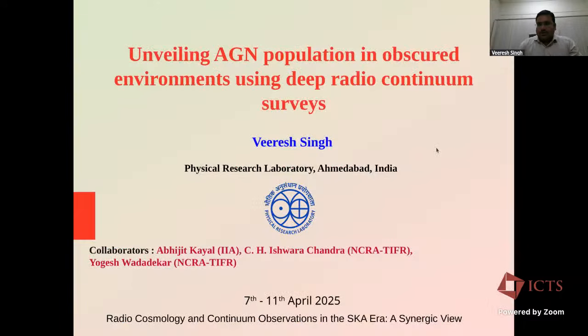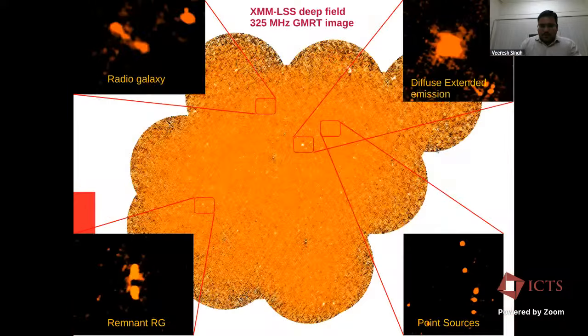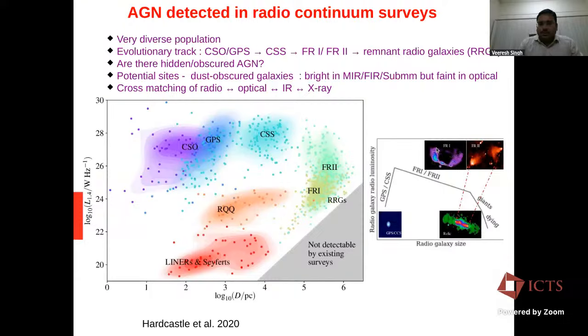I'll be talking about AGN population in obscured environments using radio continuum surveys. This work is being done with Abhijit, Kyle, Ishwar, and Yogesh. I'll begin by showing you the GMRT image. One can see that there are a variety of sources. One can identify radio galaxies, remnant radio galaxies, diffuse extended emission, and point sources. So the take-home message from here itself is that we detect a diverse population of AGN.